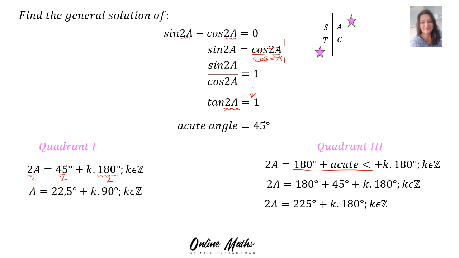And now you can divide right through by 2. Therefore, a is 112,5 degrees plus k times 90 degrees, k element of Z. That's the general solution in the third quadrant.